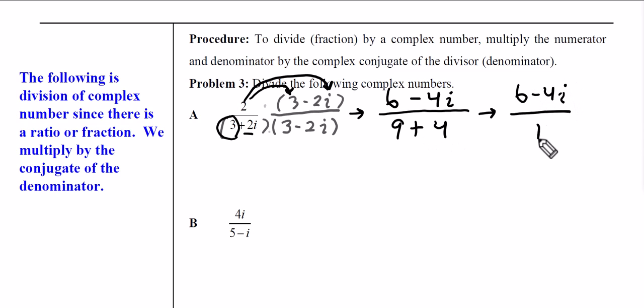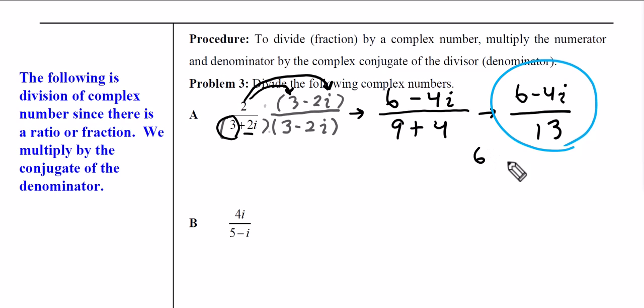9 plus 4 is 13. Please don't subtract 6 minus 4. You can't, because there's an i attached to the 4. And i is the square root of negative 1. It's an imaginary number. Now, this is pretty much it. We could be done at this point. This could be it. As a formality, sometimes we split it up.